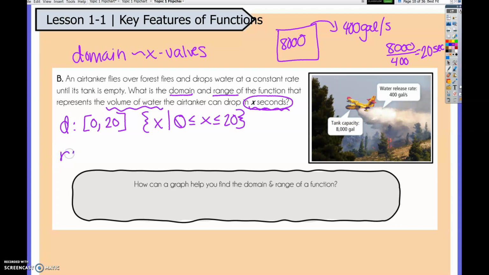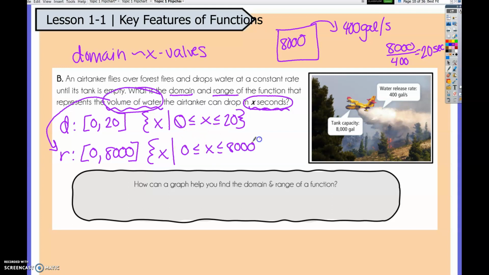Now for our range, we need to think of what our range, or our y values, are representing in this problem. Well, as time is going on, our domain values, what's happening? Well, we're releasing water. So the volume of water is actually our range. How much water do we have to release? 8,000 gallons. So from 0 to 8,000, that'll be our range. And our set notation is as follows.